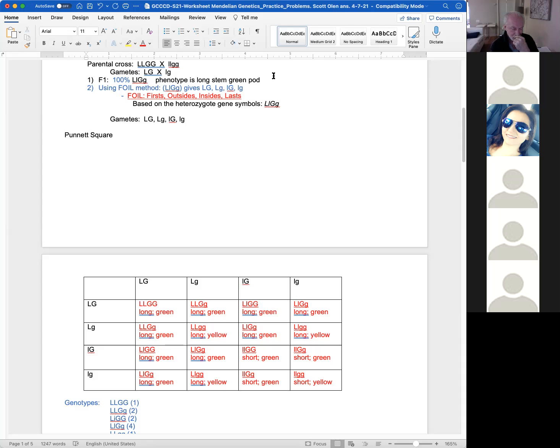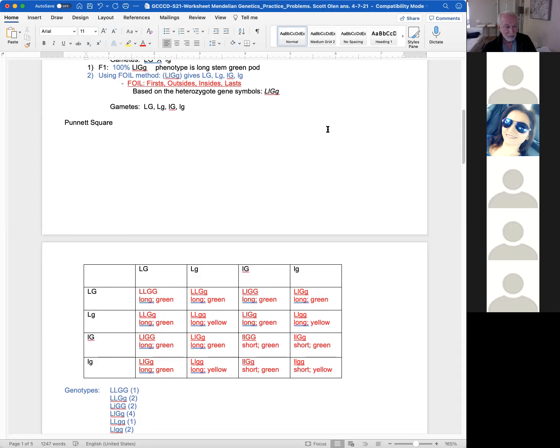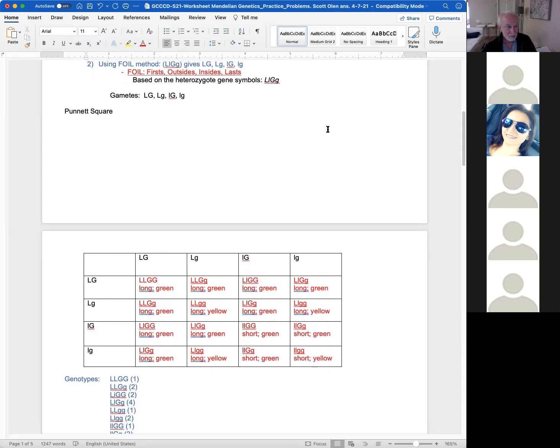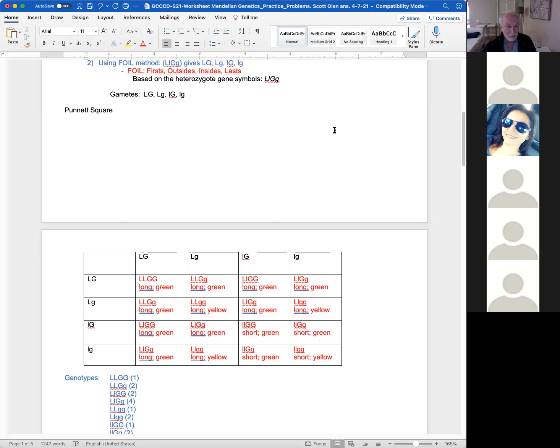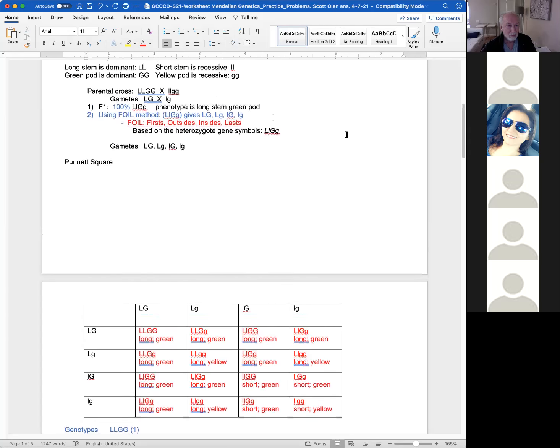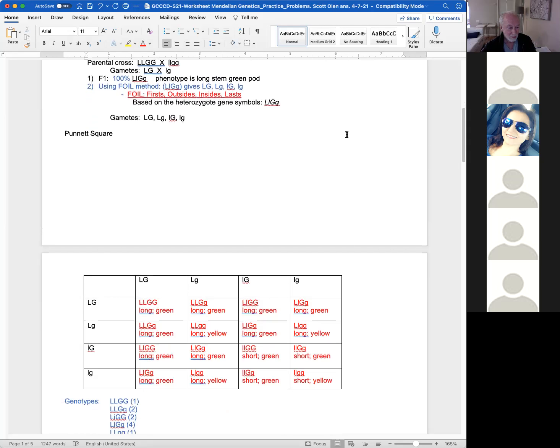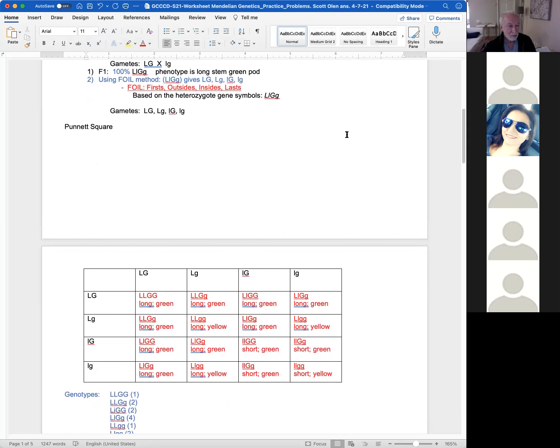But it also asked us about the phenotype. So now we have to refer back to our problem and decipher what the phenotype will look like. If long stems are dominant to short stems, what will big L give me for stem length? Long, and green. It's a phenotype. So the answer to the first question, what are the genotypes and what are the phenotypes? We will have 100% big L, little l, big G, little g genotypes and 100% long stem, green pod plants.